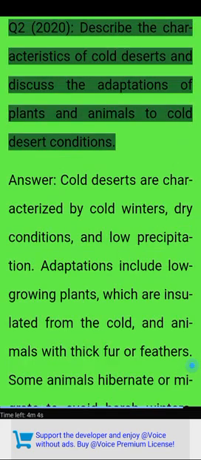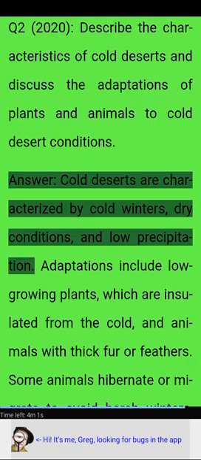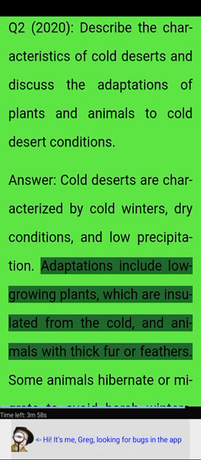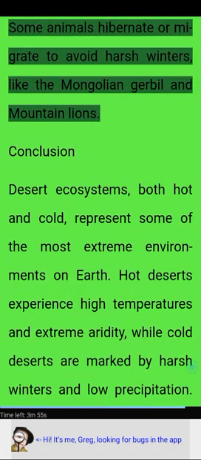Previous year question. Q2 2020: Describe the characteristics of cold deserts and discuss the adaptations of plants and animals to cold desert conditions. Answer. Cold deserts are characterized by cold winters, dry conditions, and low precipitation. Adaptations include low-growing plants, which are insulated from the cold, and animals with thick fur or feathers. Some animals hibernate or migrate to avoid harsh winters, like the Mongolian gerbil and mountain lions.